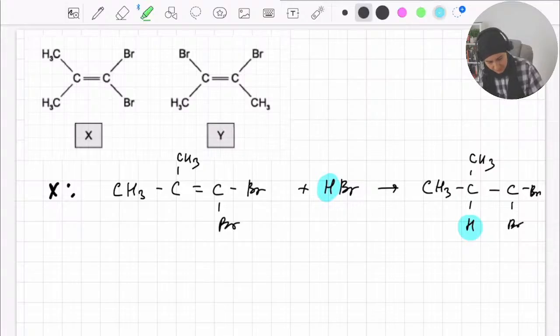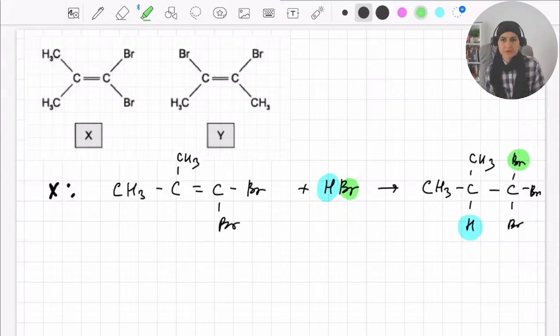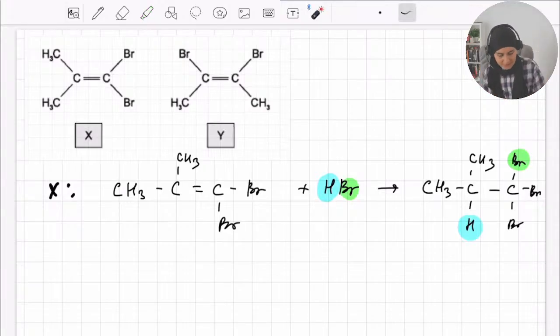Because it's an addition reaction. That's how alkenes react. If you're unsure why I'm breaking the double bond like this, you need to revise electrophilic addition reactions of alkenes. So alkenes always react like that. They break the double bond and then you attach whatever you're adding. So H goes here, Br goes there. So that's the first product.